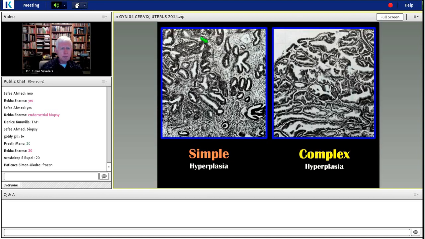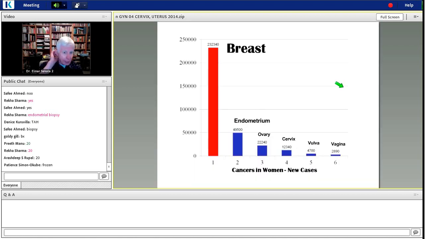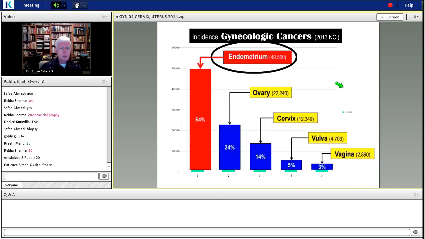This is looking at the difference between simple and complex hyperplasia. Simple hyperplasia, you can see there is an equal amount of stroma, which is here, and the glands. When you look at complex hyperplasia, you have decreasing stroma and more glands. Again, looking at the incidence of various kinds of cancer, the most common one that we're concerned with right now, gynecologically, is endometrial cancer. There's 50,000 new cases a year, twice as many as ovarian, 4 times as many as cervix, 8 times as many as vulvar.